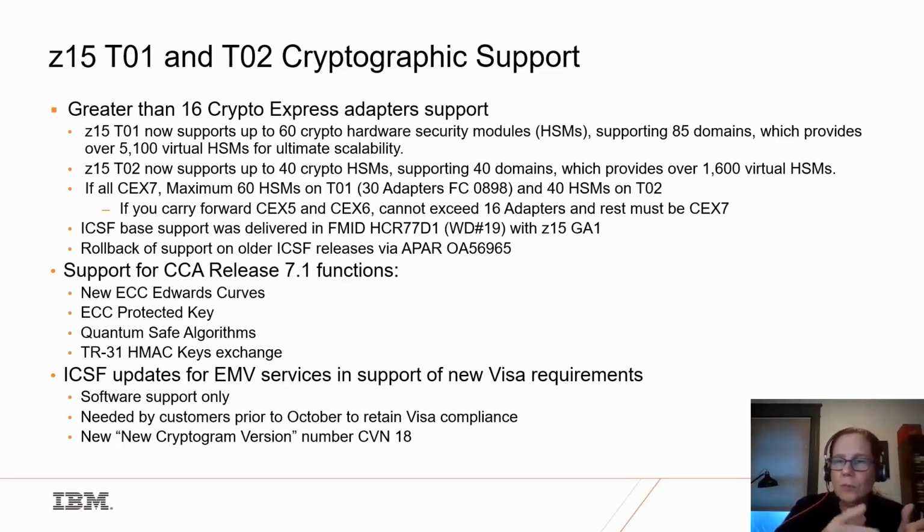If you have all Crypto Express 7, you can have a maximum of 60 HSMs on a T01 and 40 on a T02. But remember that if you carry forward any Crypto Express 5 or 6, you cannot exceed 16 adapters, and the rest must be Crypto Express 7. So as is typical, we're seeing more functions in CCA support for additional algorithms. And we also have some updates to the Europay MasterCard Visa services that you will need for new Visa requirements. And this is for software support only.